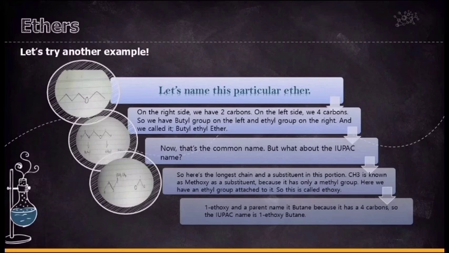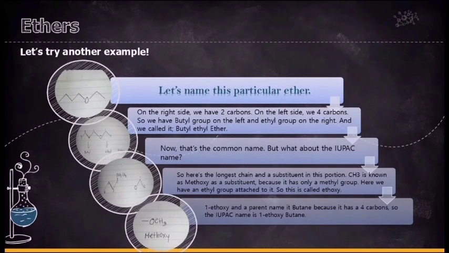What about the IUPAC name? So here's the longest chain and the substituent in this portion. OCH3 is known as methoxy as a substituent because it has only a methyl group. Here we have an ethyl group attached to it, so this is called ethoxy. Therefore, it is called 1-ethoxy and the parent name is butane because it has 4 carbons, so the IUPAC name is 1-ethoxybutane.